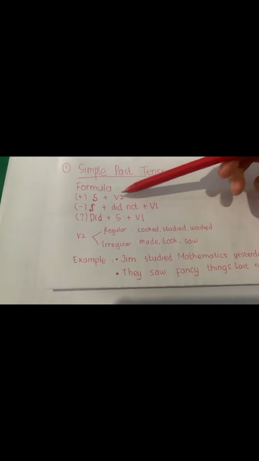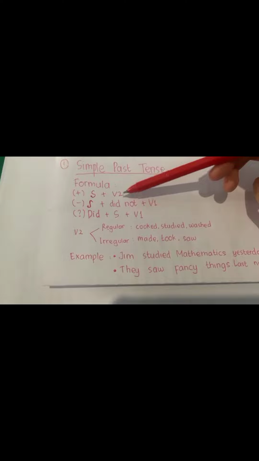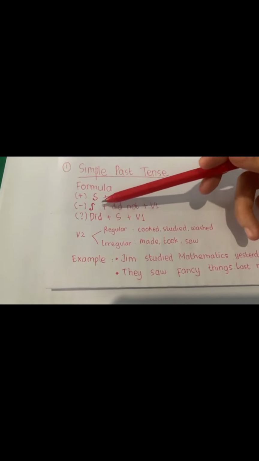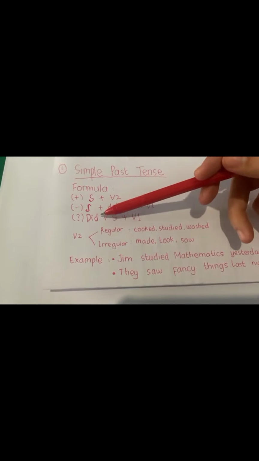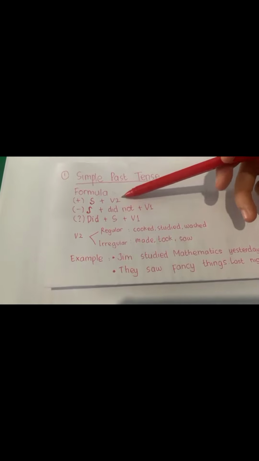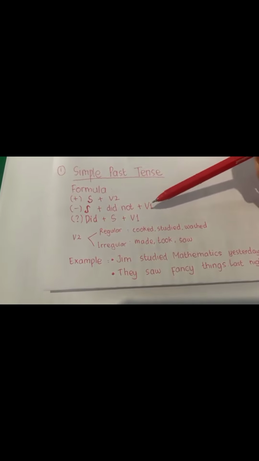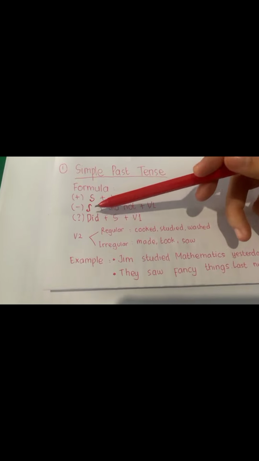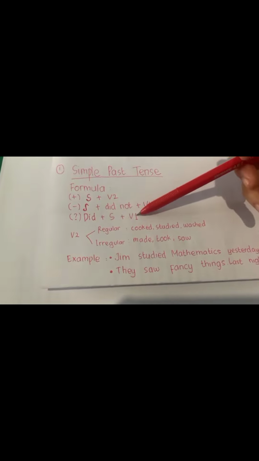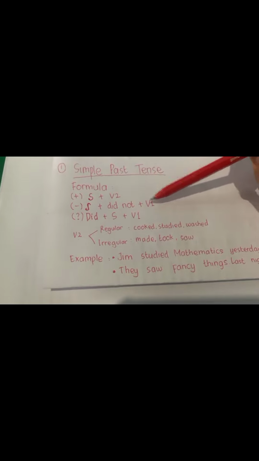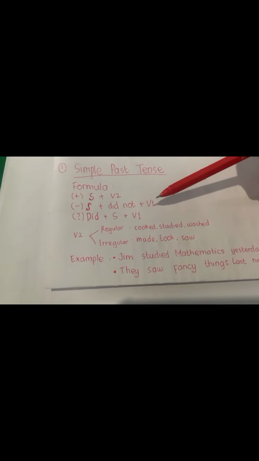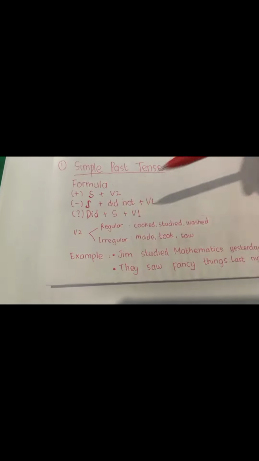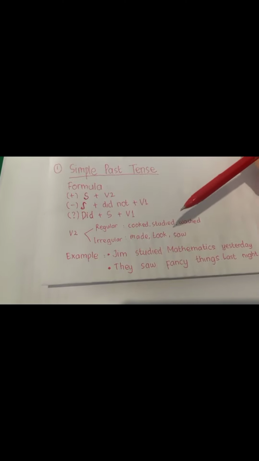Here are the formulas of simple past tense. For the positive sentence, the formula is subject plus verb 2. For the negative sentence, the formula is subject plus did not plus verb 1. And for the interrogative, the formula becomes did plus subject plus verb 1. So in negative and interrogative, the verb 2 is turned back into a verb 1 form, or the base form.